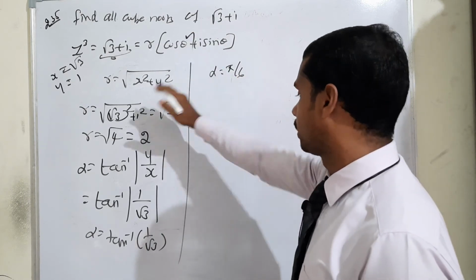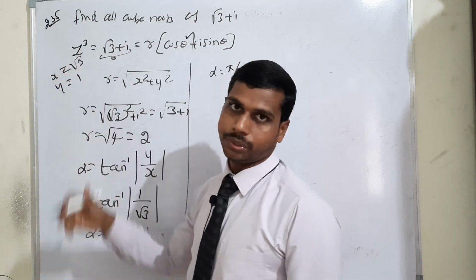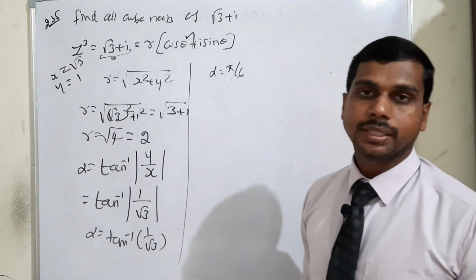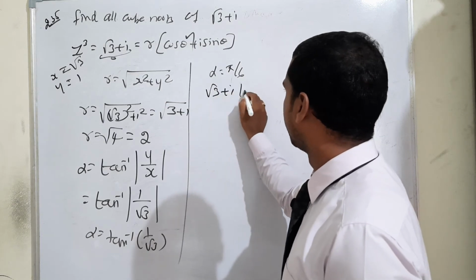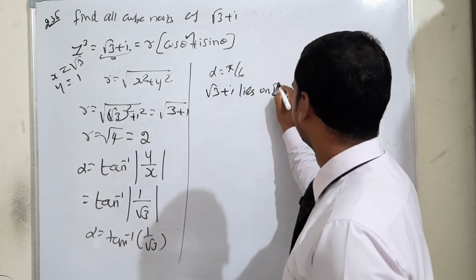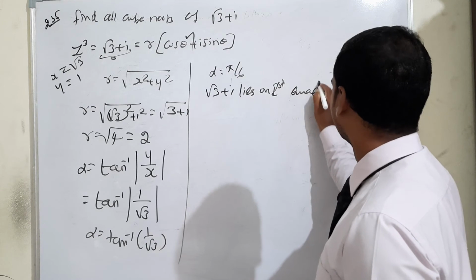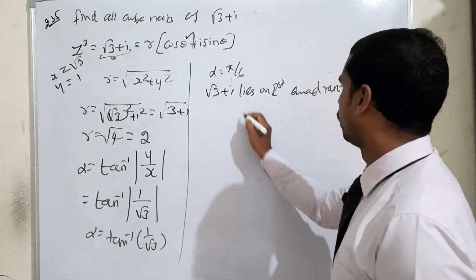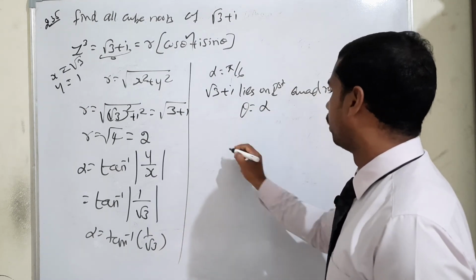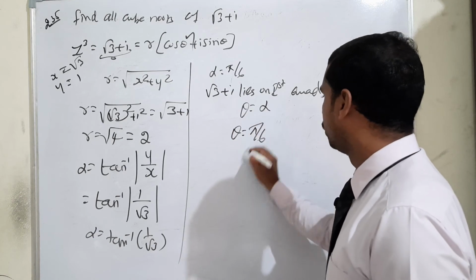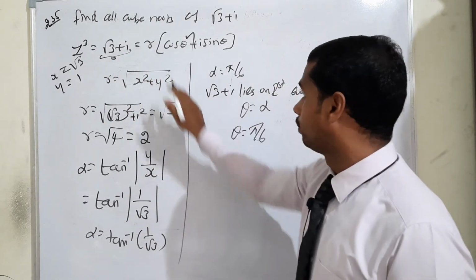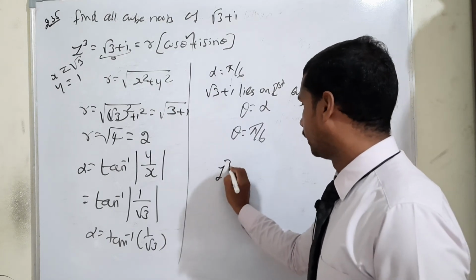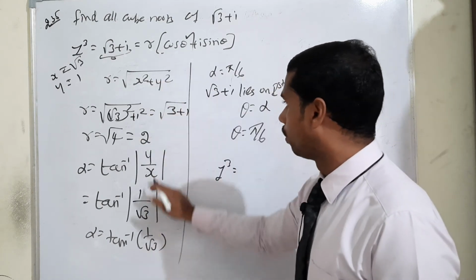Theta, we can say, since x and y are both positive, both will be positive, so it lies in the first quadrant. Therefore we can write root 3 plus i lies in the first quadrant. Lies in the first quadrant means theta is equal to alpha. Therefore theta is equal to pi by 6. So the basic form: z cube is equal to R, the value we found. What is the value? 2.